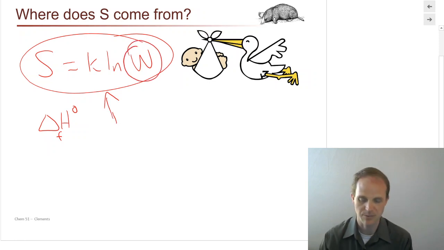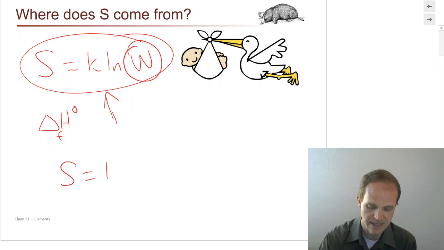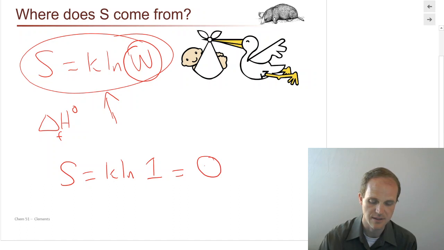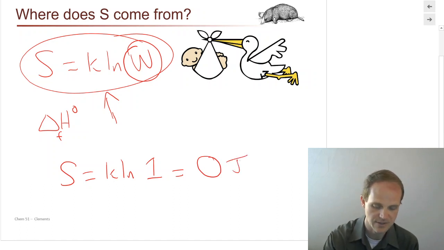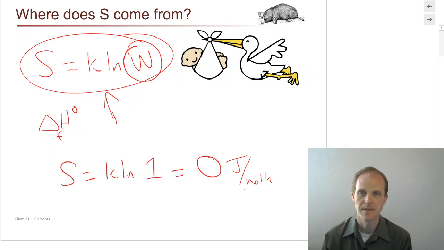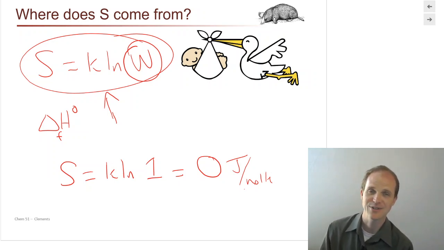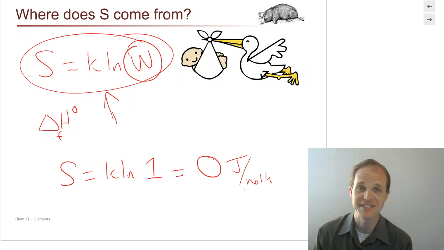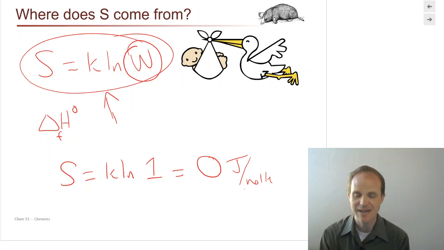So it turns out that there's another necessary component to this equation. Consider what happens when W is equal to 1. We get S equals k times the natural log of 1. The natural log of 1 is 0. And so we get 0 joules per mole Kelvin. So when there's only one way of arranging things, we actually have an entropy of 0. Now, it turns out that's impossible. It turns out that's absolutely impossible.